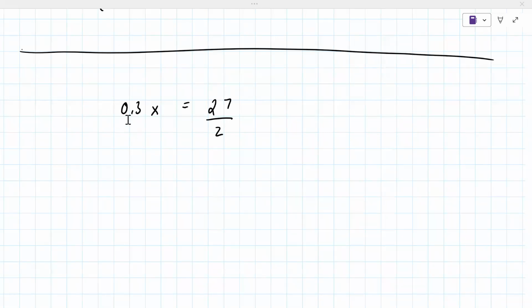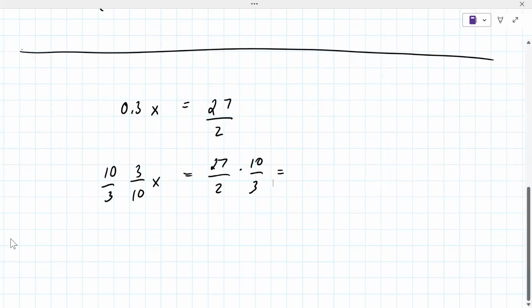Did you convert 0.3 to a fraction? Yeah, I converted it to a fraction. You got 10/3 times 27/2. And what did you do from here? Did you pre-reduce? That's pretty reduced, yeah. Yeah, it does equal 45. Okay. All right.